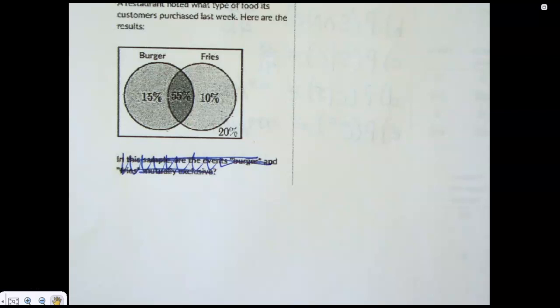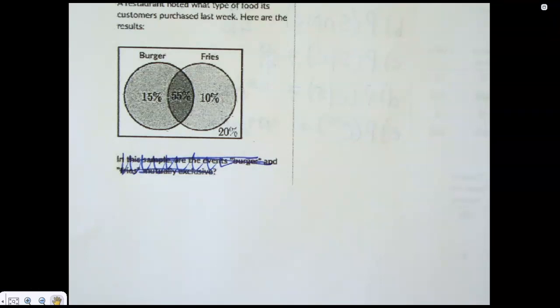Everything in this box has to add up to 100%. So, this is all the possible outcomes. 20% of the people didn't order a burger or fries. They ordered something else. 55% of the people ordered a burger and fries. 15% of the people just ordered a burger without fries. And 10% of the people just ordered fries without a burger.